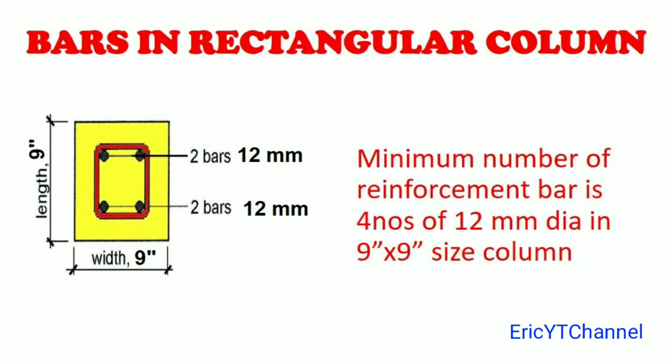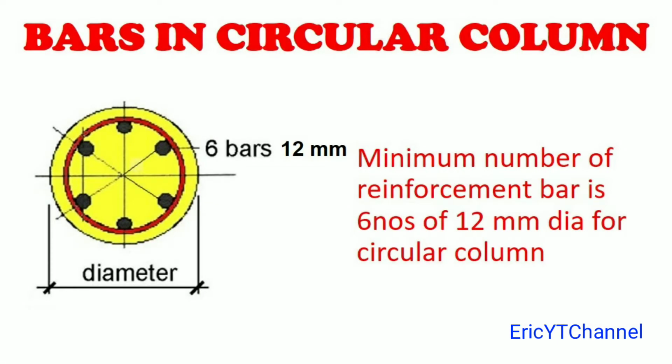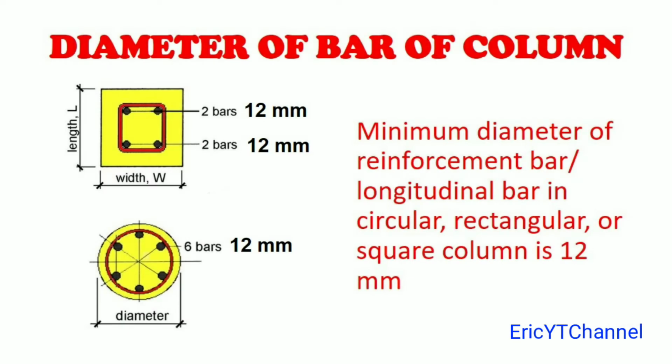Bars in rectangular column. Specification is minimum number of reinforcement bar is 4 numbers of 12 mm diameter in 9 inches by 9 inches size column. Bars in circular column. Specification is minimum number of reinforcement bar is 6 numbers of 12 mm diameter for circular column. Diameter of bar of column. Specification is minimum diameter of reinforcement bar or longitudinal bar in circular, rectangular, or square column is 12 mm.